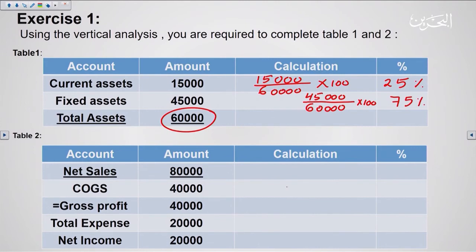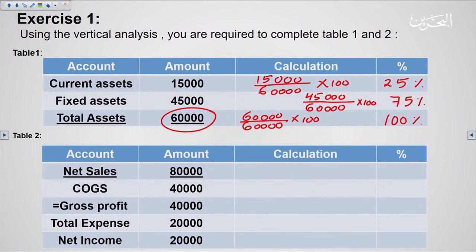45,000 divided by 60,000 multiplied by 100. The result is 75%. Total assets divided by total assets multiplied by 100 equals 100%. Okay, this is table number 1. Let's see table number 2.